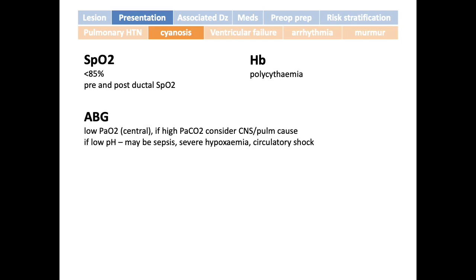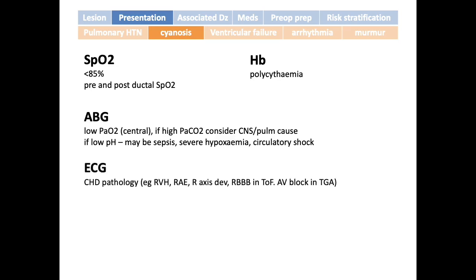On an arterial blood gas, the partial pressure of arterial oxygen will be low, indicating the central nature of the cyanosis. If the partial pressure of carbon dioxide is high as well, central neuraxial as well as pulmonary causes need to be investigated and eliminated. If the pH is low, the patient may be in sepsis or circulatory shock, and the hypoxemia may be quite severe, necessitating acute management. In patients with chronic cyanosis, their pH should be compensated.